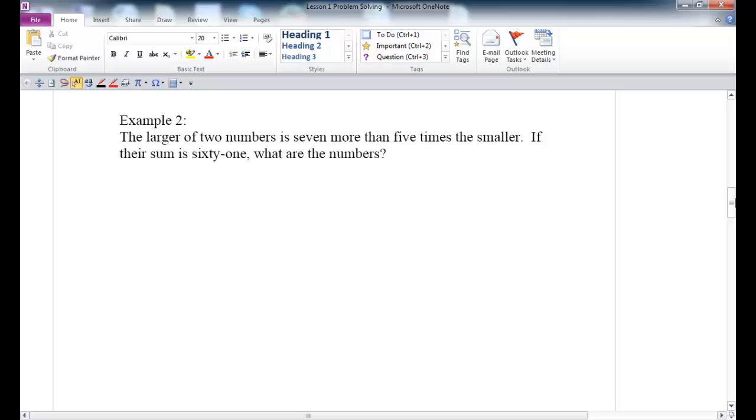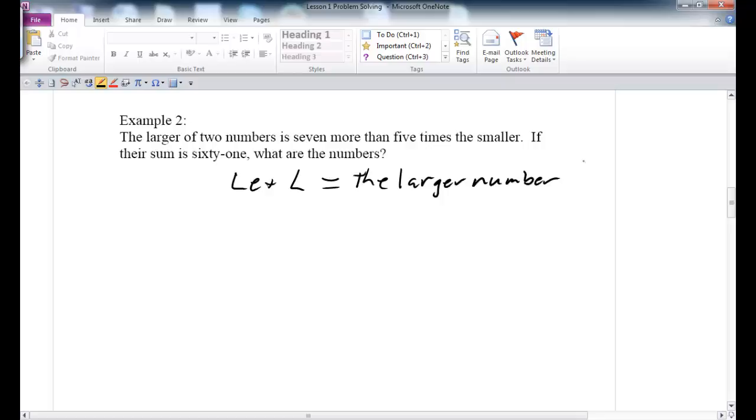So I would write down let L equal the larger number. And then we could say something like let S equal the smaller number, but my S's look a lot like 5s and it's confusing. So I think I'll just put n again. So let n equal the smaller number. And if you do this at the beginning of your questions, then it'll really help you at the end, especially with the more complicated questions.